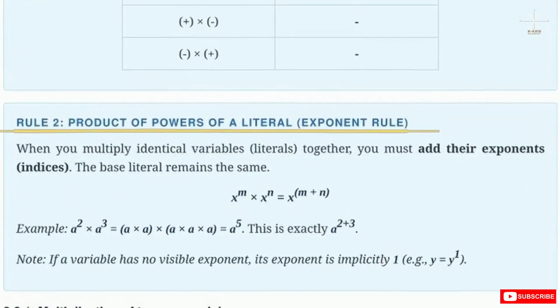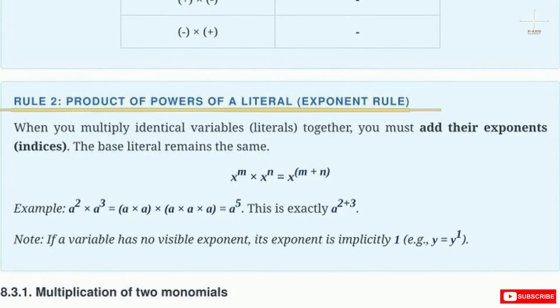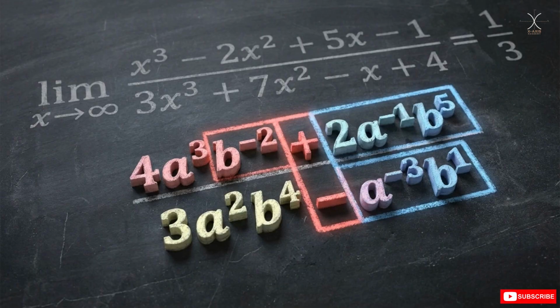Rule 2 is the exponent rule. When identical variables are multiplied, the base remains the same, but their exponents must be added together. Understanding these two isolated rules is the only prerequisite needed to solve any algebraic multiplication problem, regardless of length.